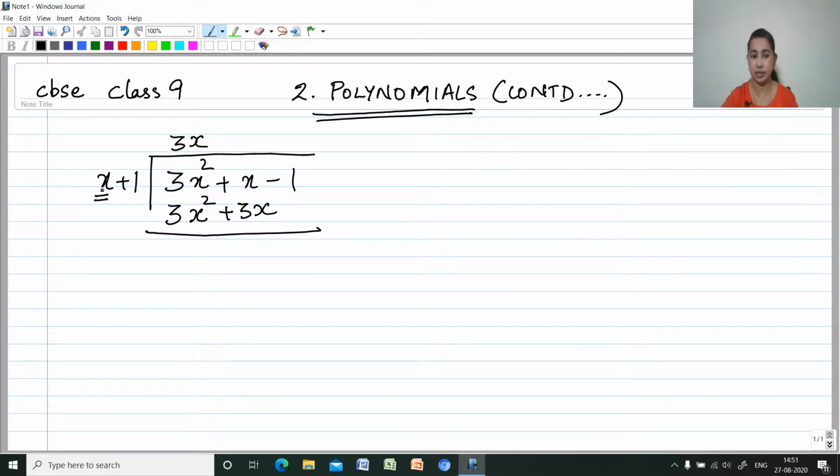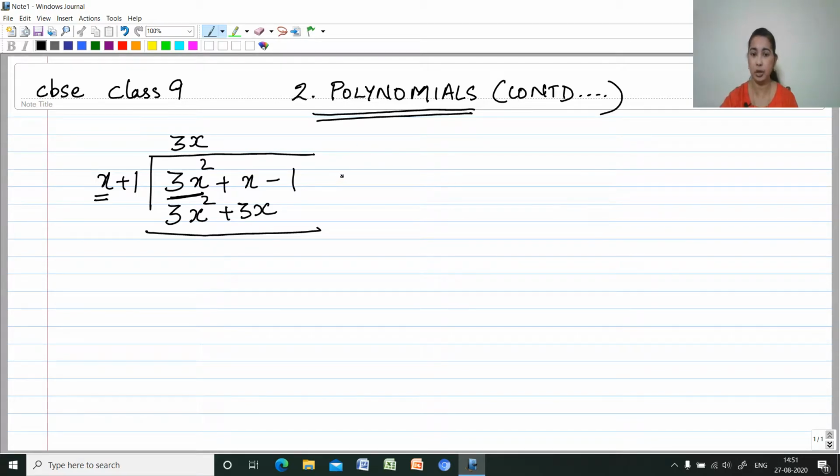So first we are checking with what I need to multiply the first term so that I get the first term of the dividend, that is 3x square plus x minus 1. The first term is 3x square. So with the divisor, what do I have to multiply in order to get the dividend? I am multiplying 3x so that I am getting 3x square, and 1 into the same thing gives 3x.